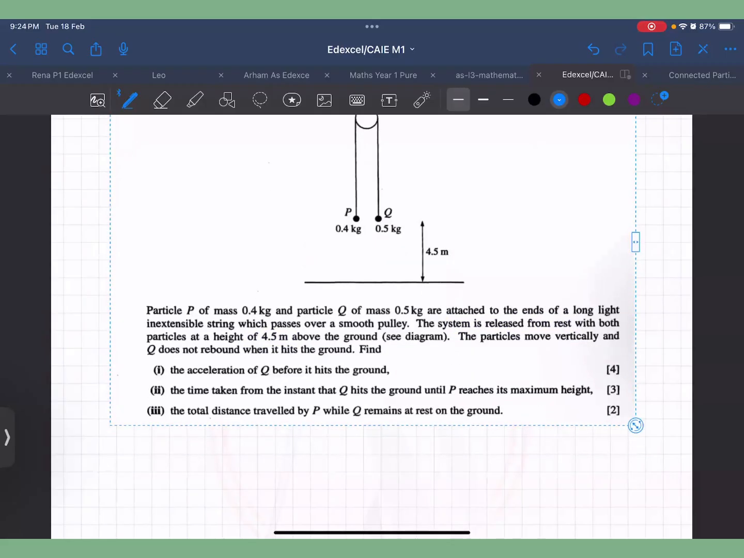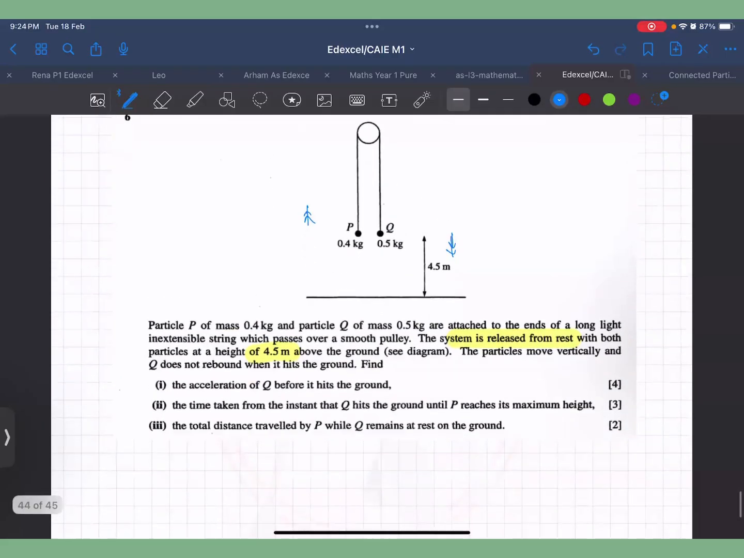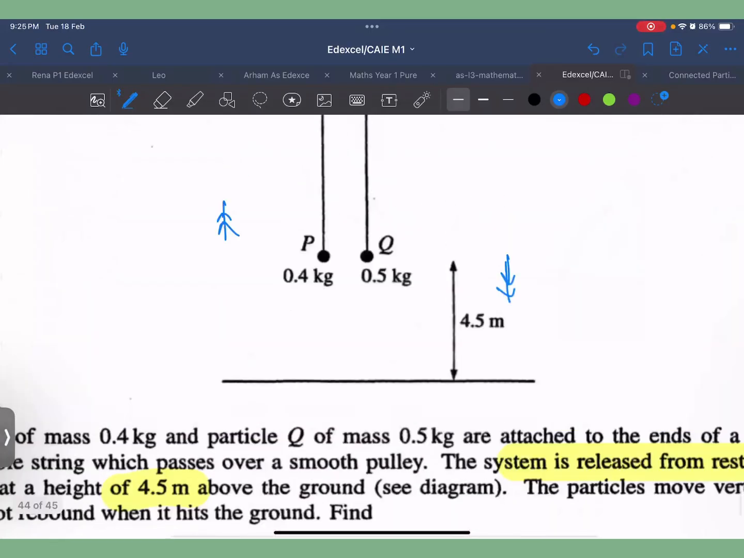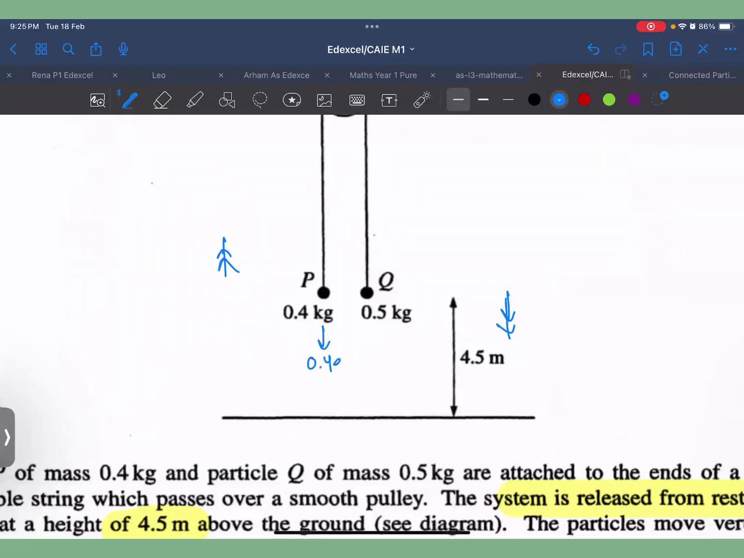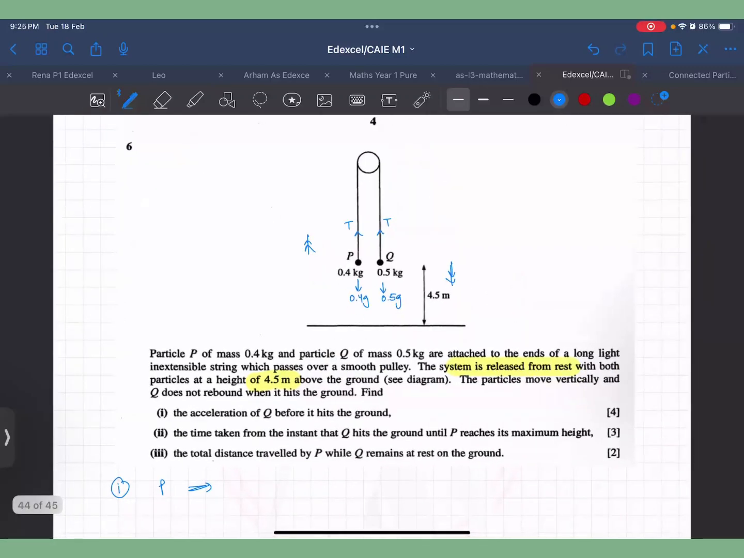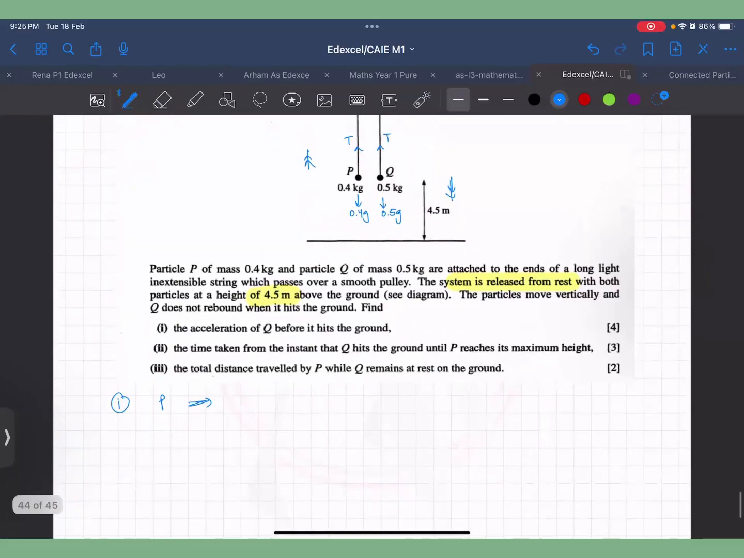The acceleration of Q before it hits the ground. So for accelerations, we know we have to form the equations for both of them and then equate them, get the acceleration and the tension. So for the P equation, first we label them out. So this would be 0.4 g. This would be 0.5 g, the weights. This would be tension. This would be tension. And I told you, as long as the string is same, you would have the same tension for the complete thing. So P is going up, so tension is greater for P. So tension minus 0.4 g equals 0.4 a.